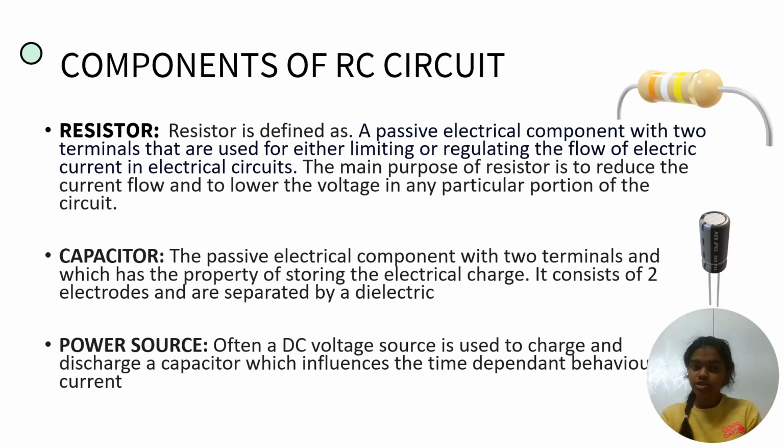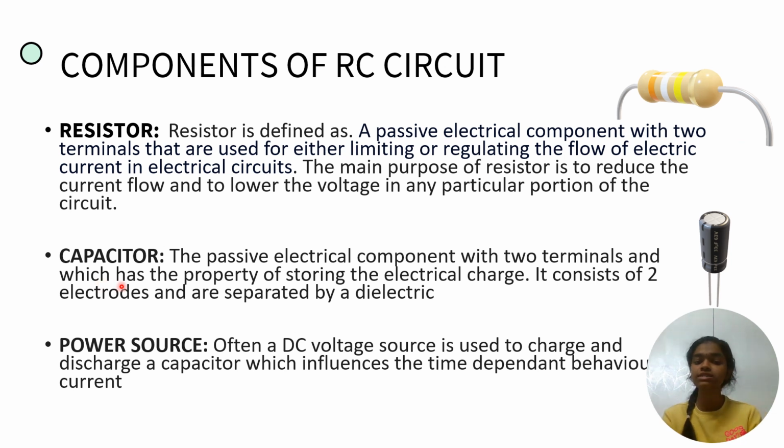What are the components of an RC circuit? The first component is the resistor. What is a resistor? A resistor is a passive electrical component with two terminals that is used for either limiting or regulating the flow of electric current. That means it opposes, or resists, the flow of electric current in the circuit. The main purpose of this is to reduce the current flow or lower the voltage in any particular portion of the circuit. And this picture is a resistor.